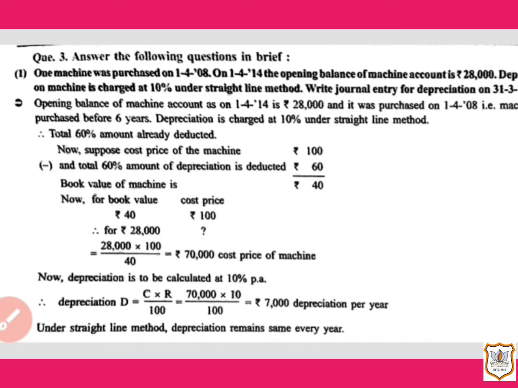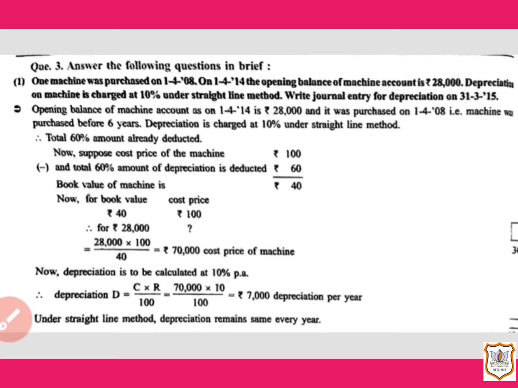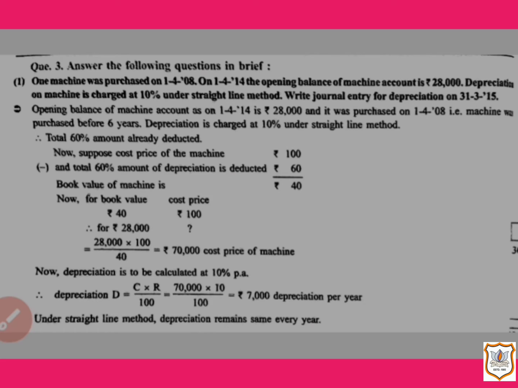Here first one is, one machine was purchased on 1st April 2008. On 1st April 2014, the opening balance of machine account is rupees 28,000. Depreciation on machine is charged at 10% under straight line method. Here we have to write journal entry for the depreciation on 31st March 2015.